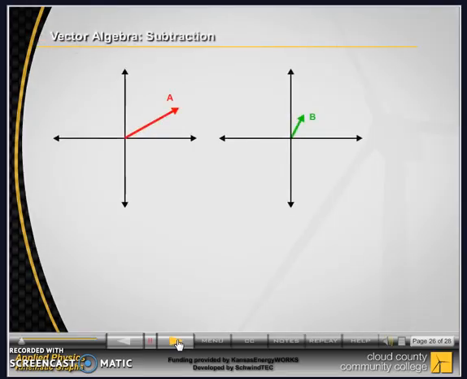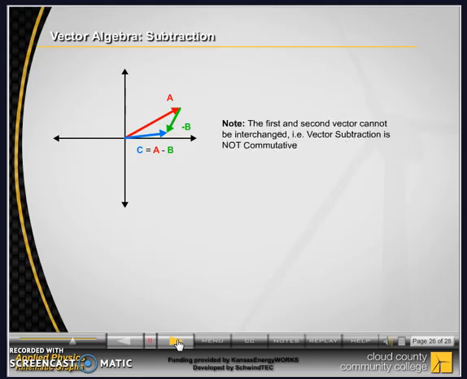Similarly, you can also subtract vectors pictorially as shown. Take the second vector and flip it around so that it has exactly the same length as before, but is just pointing in the opposite direction. Take the flipped second vector and slide it, without changing its length or direction, so that its tail coincides with the head of the first vector. Then draw a third vector starting from the tail of the first vector to the head of the flipped second vector. This third vector is the difference. Note the first and second vector cannot be interchanged, i.e. vector subtraction is not commutative.